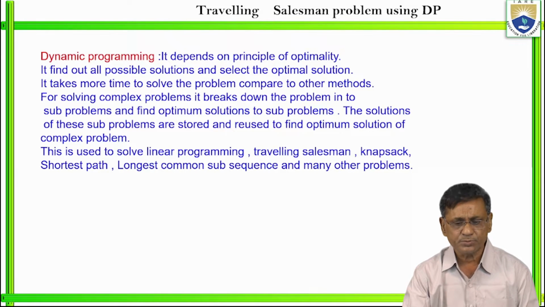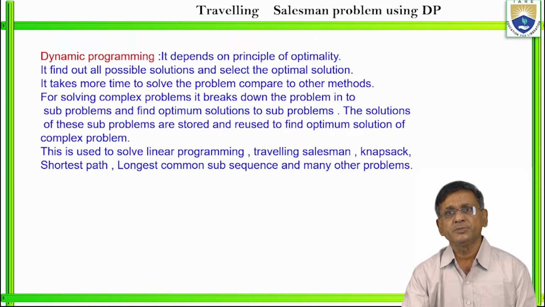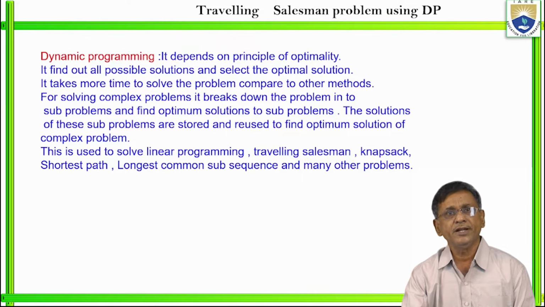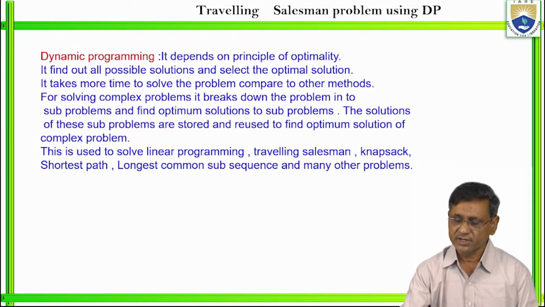For solving complex problems, the problem is broken down into subproblems and optimum solutions are found for each subproblem. The solutions of these subproblems are stored and reused to find the optimum solution of the complex problem. Dynamic programming can also be used for linear programming, the traveling salesman problem, the knapsack problem, shortest path problems, longest common subsequence, and many other problems.